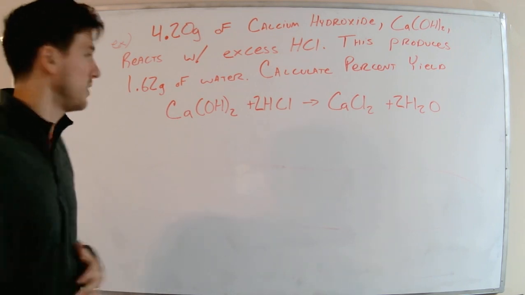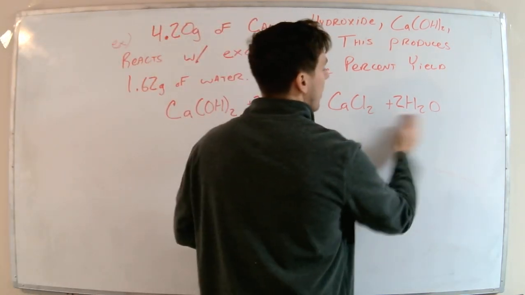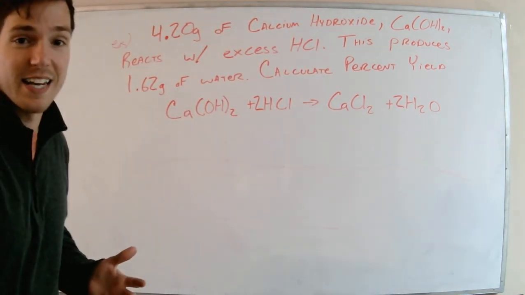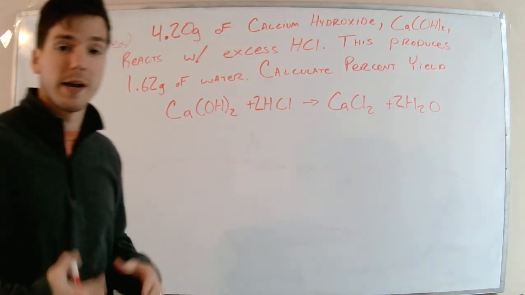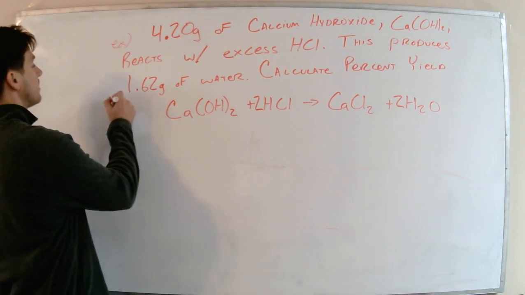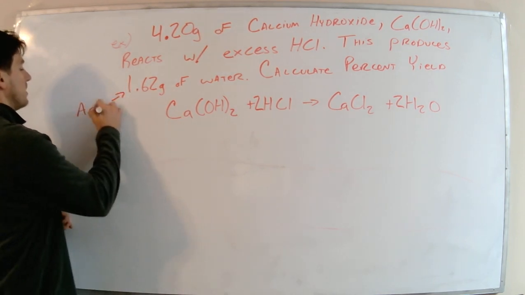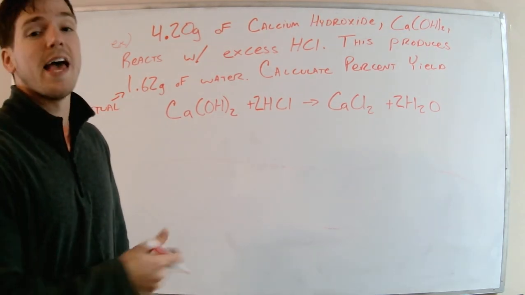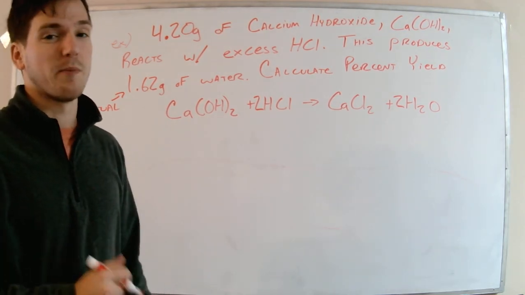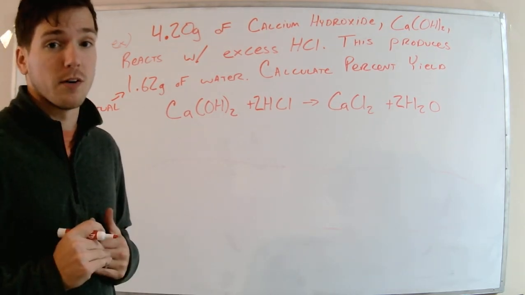That is our actual yield. It is the mass of one of the products that it gave us, right? So in lab, we came up with 1.62 grams of water. So this is going to be our actual yield, this 1.62 grams. So we're going to set that off to the side, and we're going to use that later when we do actual yield over theoretical yield.